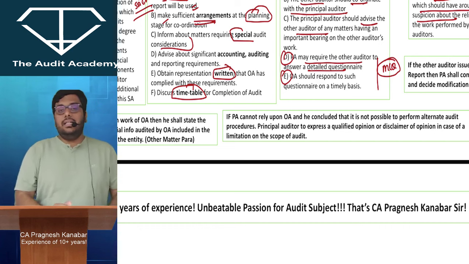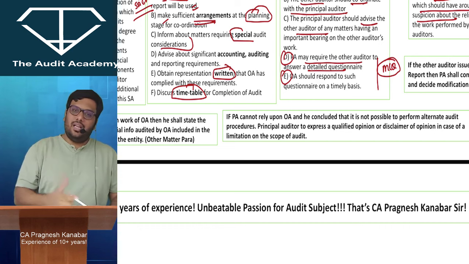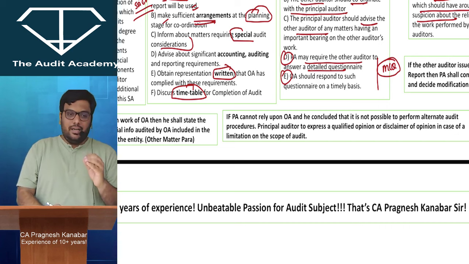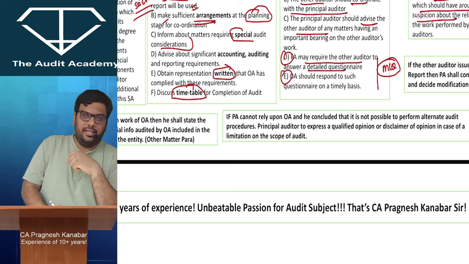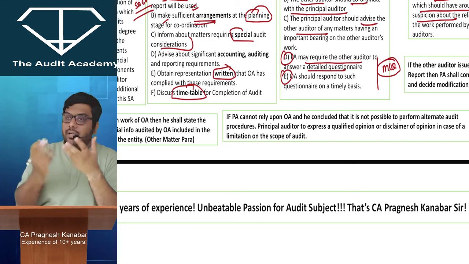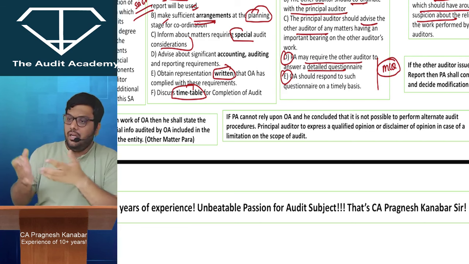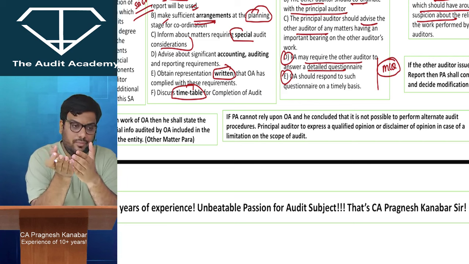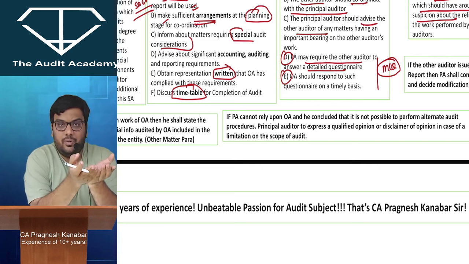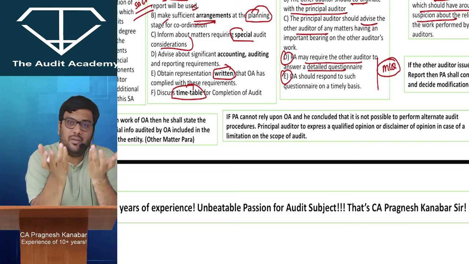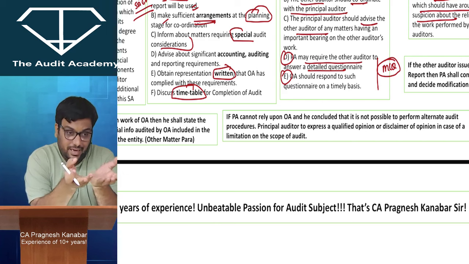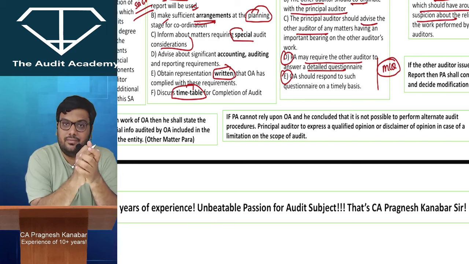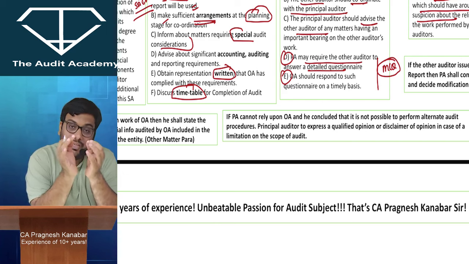Achha. Let us say that I have decided that I cannot rely upon you, right? And I have also decided that I am going to audit that myself. But come on, look at the time, look at the constraints. Let us say management is not cooperating or there are practical problems. So I am not able to rely upon you and I am not even able to audit the component. But this is limitation on scope of audit. Sufficient and appropriate audit evidence is not available, even though the financial statements are there, but I am not able to trust that. So basically this will turn out to be limitation on scope of audit.